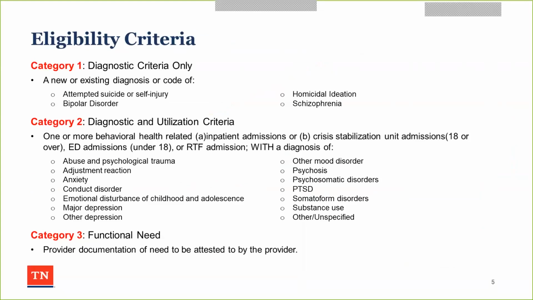There's Category 1, 2, and 3. Most of you are aware Category 1 and 2 are based off of claims data, so diagnostic criteria based on diagnosis or billing codes. Category 3 is when you, the THL, determine there is functional need and that you attest to the member.